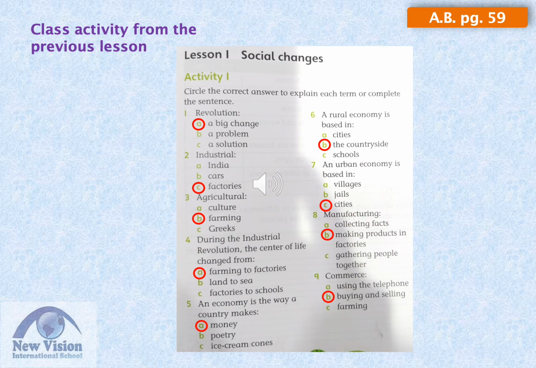Number 8, manufacturing. Letter A, collecting facts, making products in factories. Letter C, gathering people together. What is the correct answer? Very good. B, making products in factories. Okay, now the last question, number 9, commerce. What do you mean by the commerce? Letter A, using the telephone. B, buying and selling. Letter C, farming. Very good. Letter B, buying and selling.